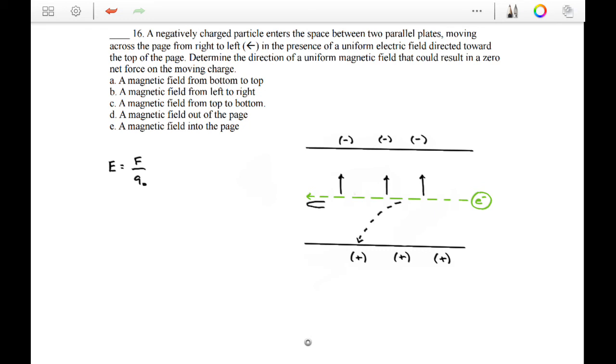And so if we were to orient an arrow coming out of the back of our palm that was faced towards the top of the page, and we had our thumb in the direction of the current, then we know that our four fingers, which are representative of the magnetic field, are going to go into the page. So that is actually the answer to the question. The magnetic field will be going into the page. So the answer is letter E.